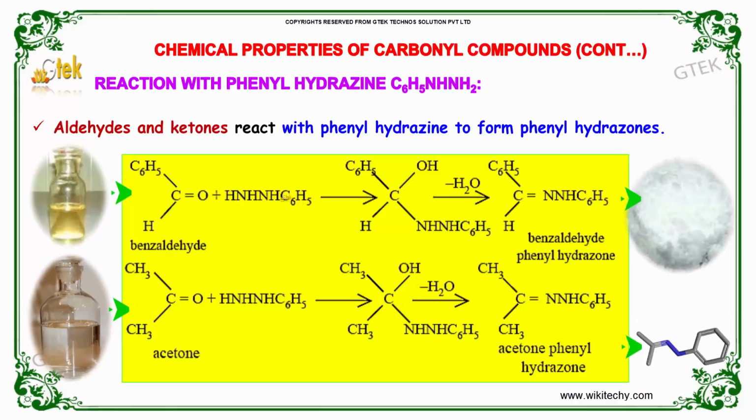Now let us study about the reaction with phenyl hydrazine, that is nothing but C6H5NHNH2. Aldehydes and ketones react with phenyl hydrazine to form phenyl hydrazones. Benzaldehyde, when reacted with phenyl hydrazine, produces benzaldehyde phenyl hydrazone, as we can see here. Similarly, acetone on reaction with phenyl hydrazine produces acetone phenyl hydrazone.